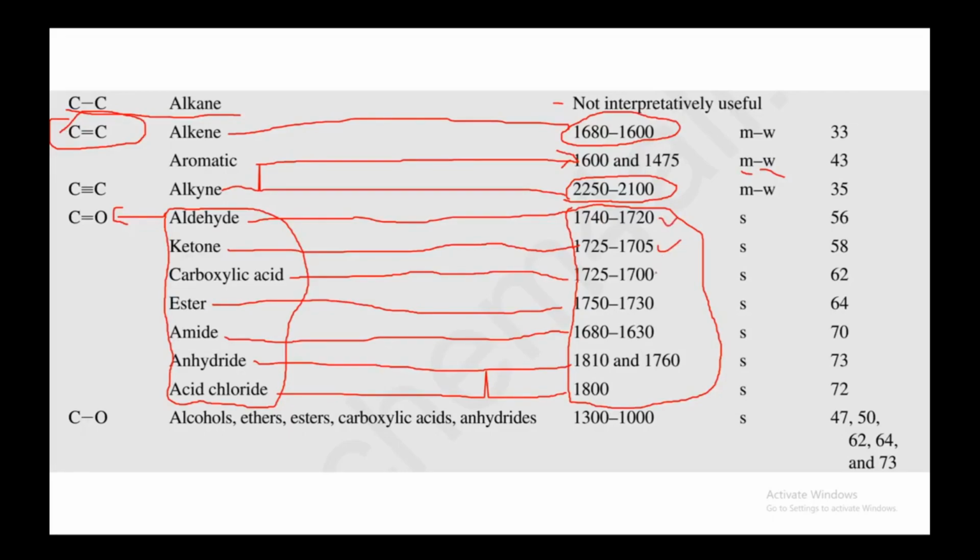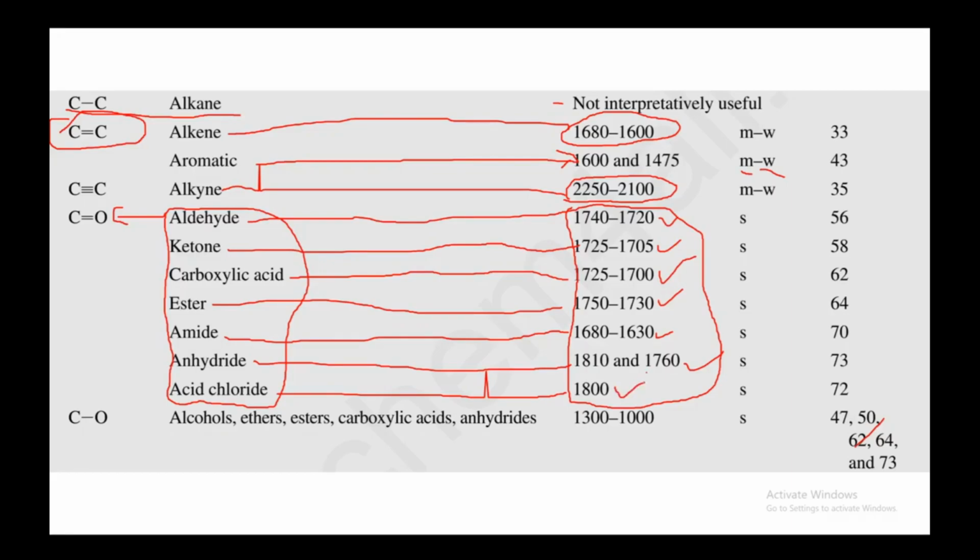If you see a peak at around 1725 to 1700, that is due to the carbonyl group present in carboxylic acid. But if you see a peak at around 1750 to 1730, that is due to the carbonyl group present in ester. If you see a peak at around 1680 to 1630, that is due to amides. But if you see a peak at around 1810 to 1760, that is due to anhydrides. So anhydrides give you two peaks, one at 1810 per centimeter and another at 1760 per centimeter. But if you see a peak at around 1800, that is due to the acid chloride.